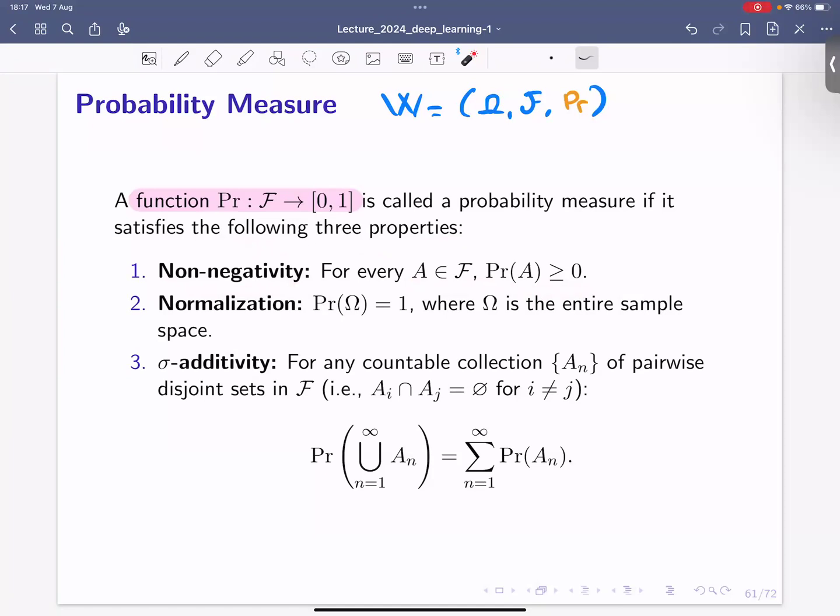Next is that if you measure the probability of the whole set, it has to be 1. Okay, so there's a normalization. The probability of everything has to be equal to 1.